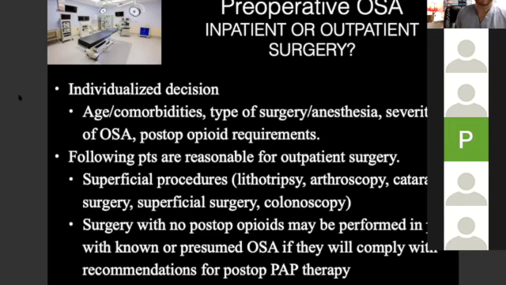The following patients are reasonable for outpatient surgery, and this is assuming you're comfortable with the airway. Superficial procedures, lithotripsy, arthroscopy, cataract surgery, superficial surgery, colonoscopies. Surgery with no postoperative opioids may be performed in patients with known or presumed OSA if they will comply with recommendations for post-op positive airway pressure therapy.